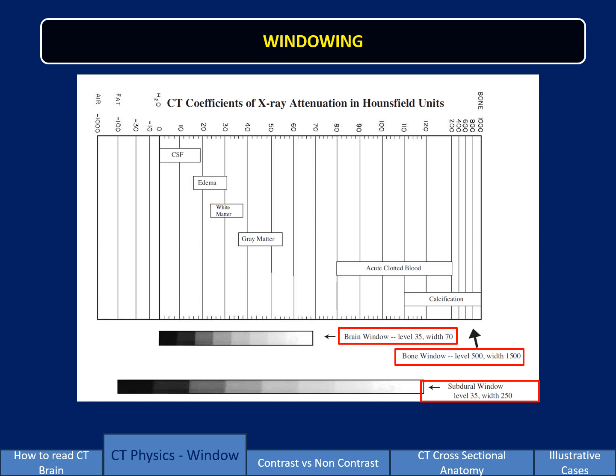If the window is on a higher side, 1500, we'll be able to see more structures in it. And if the windowing is very short, we'll be able to see only the brain tissue with the specific concentration to the gray matter and the white matter.